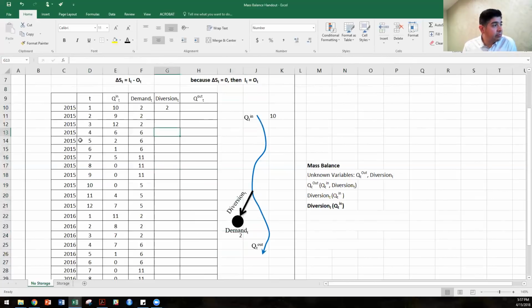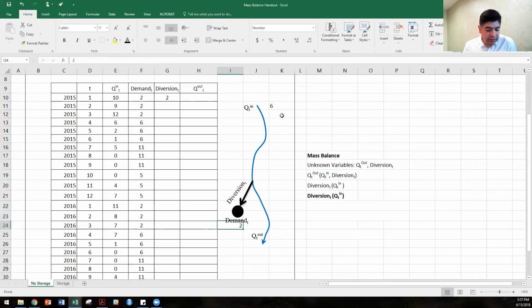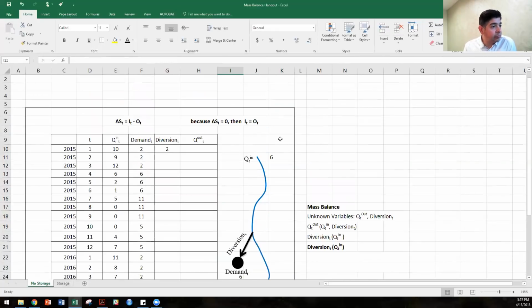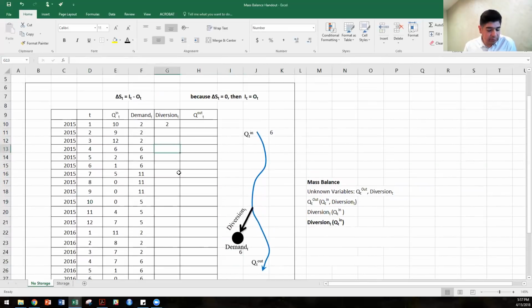Let's think about this in April 2015. Now we have 6 units of water available here, and 6 units of water demanded or required here. How much water can be taken? 6 units of water. Now let's take a look at this one here. We have 2 units of water coming in, and the same 6 units of water requested by the user. In this case, even though the user is requesting 6 units of water, at most 2 units of water can be diverted.